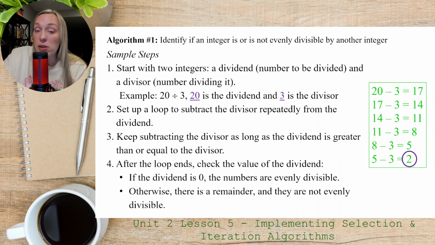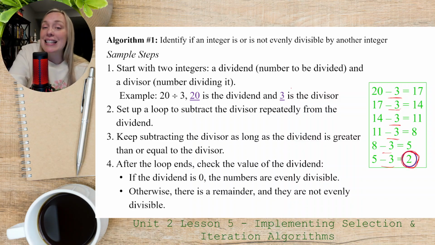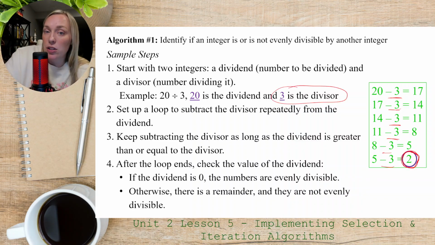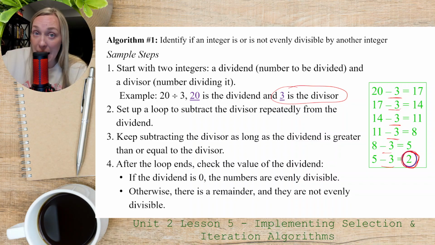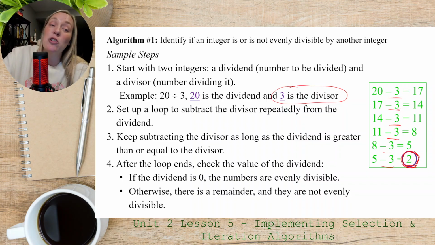If it's 0, then the numbers are evenly divisible. Otherwise, if there's a remainder, they're not evenly divisible, right? So notice my pattern here. I kept subtracting 3 all the way until I reached something 2, because it's less than the divisor, the original divisor, I want to stop my algorithm. And since this isn't 0, that means that 20 is not evenly divisible by 3.